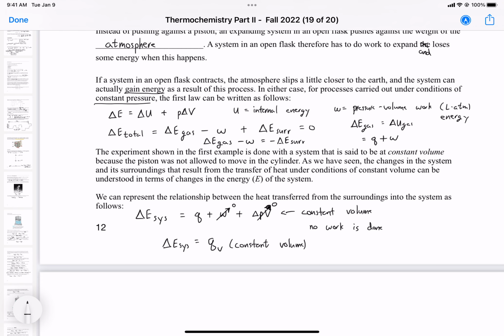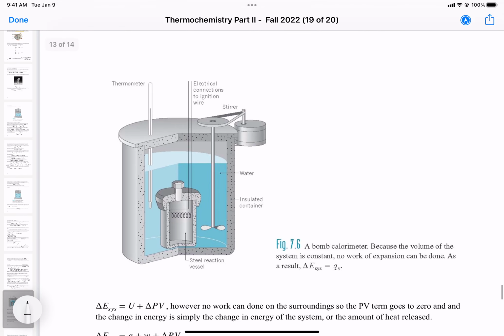Okay, and here's an example of that. So here we have a bomb calorimeter, and in the center there, that's our reaction vessel, and surrounding the reaction vessel is water, where we detect a change in temperature, so we can detect how much heat was evolved. So that's just like we did in those energy problems we did earlier.